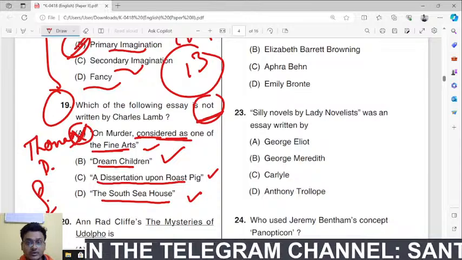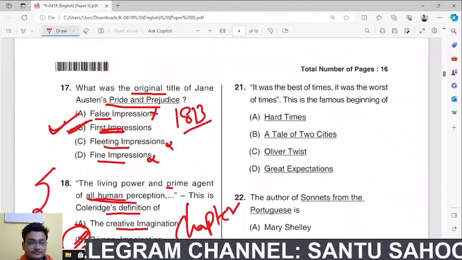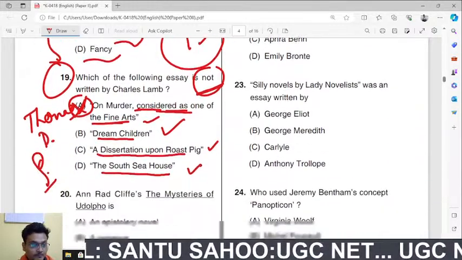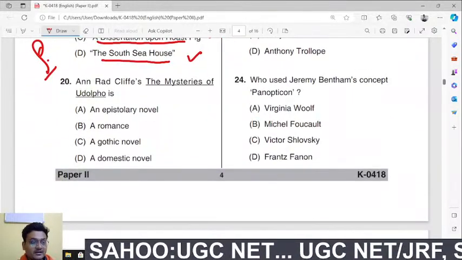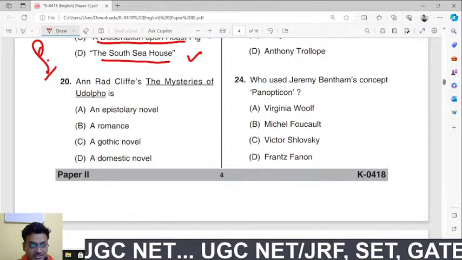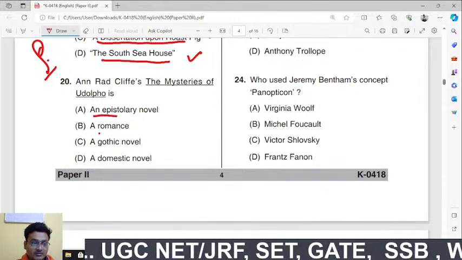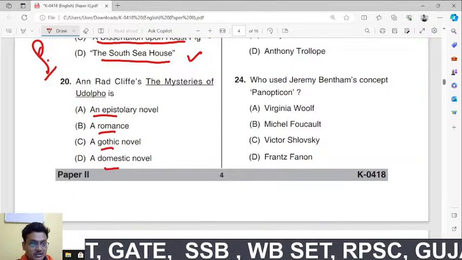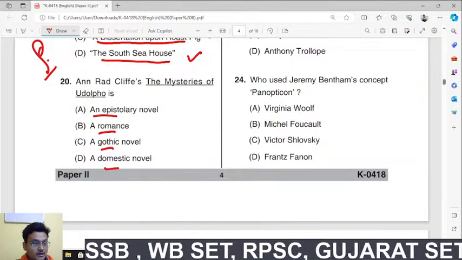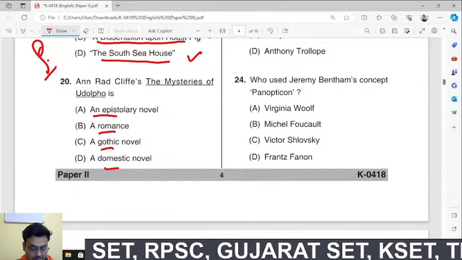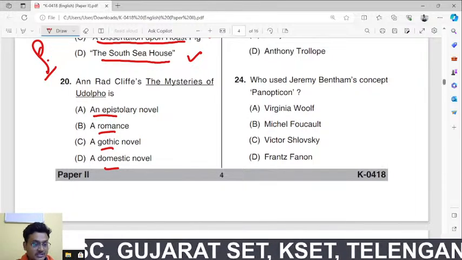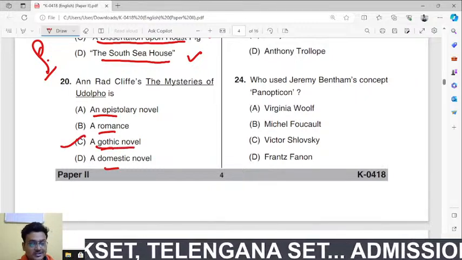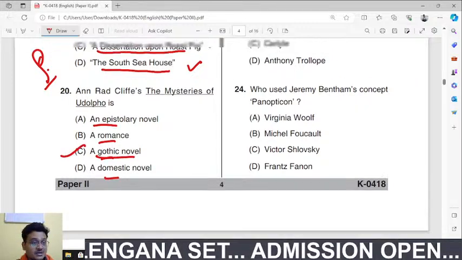Got it? Now here is question number 20. Anne Radcliffe's The Mysteries of Udolpho: is it an epistolary novel, a romance, a gothic novel, or a domestic novel? Easy one, quickly answer here. It is a gothic novel. Do not want to waste your time. Everybody will be able to answer this question.